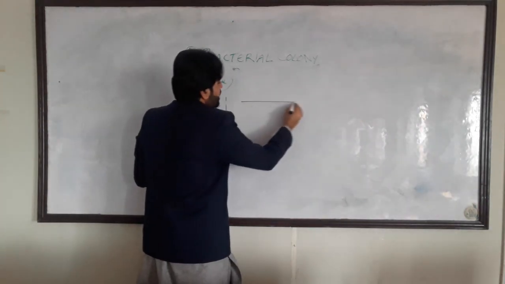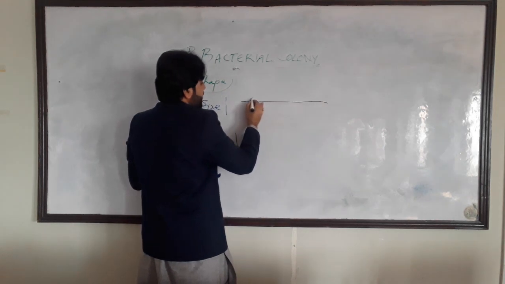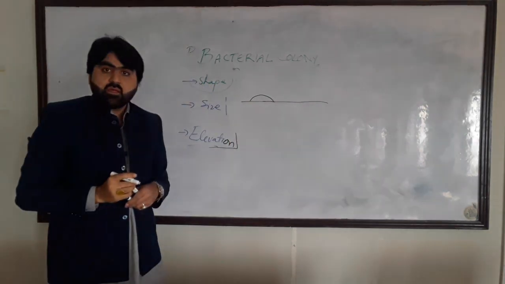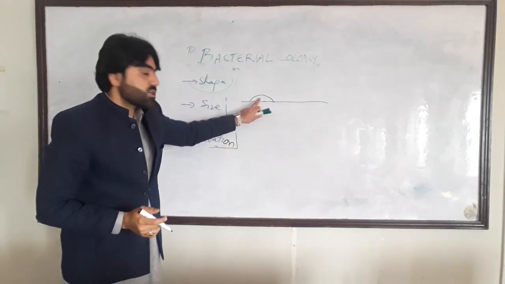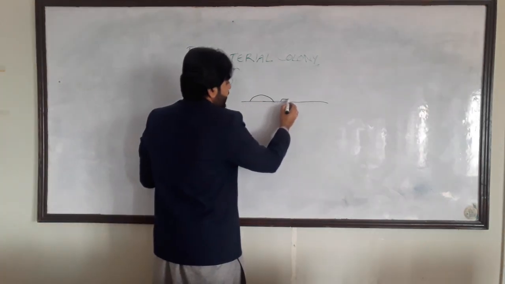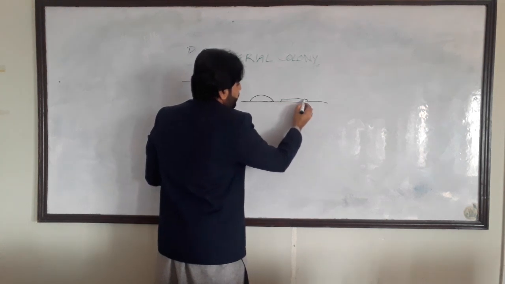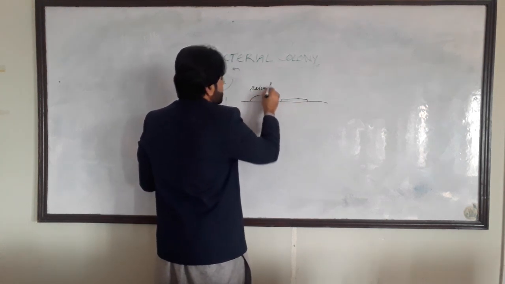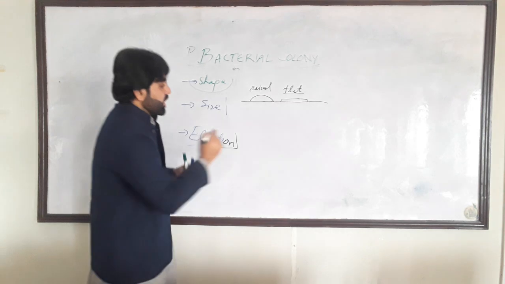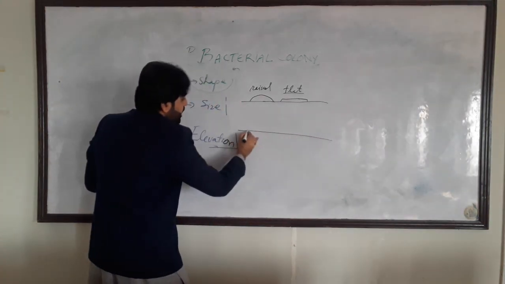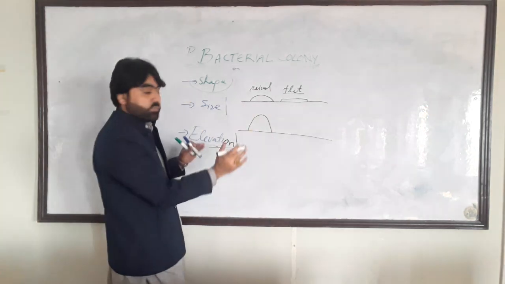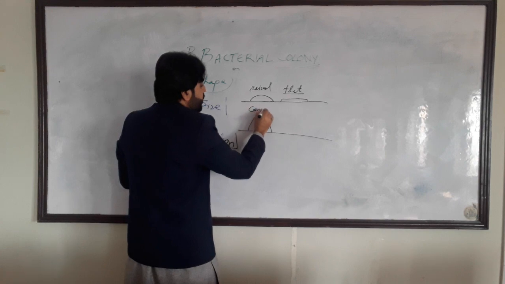like, the colony could be raised. If it is raised like this from the surface of the medium, then we say it is a raised colony, or if it is raised and then flat, then we call it a flat colony. This type of colonies are flat colonies. Or if it is like this, convex in structure, very raised, very elevated from the surface of the medium, then we call it a convex colony.